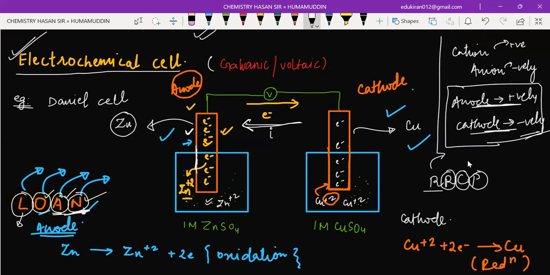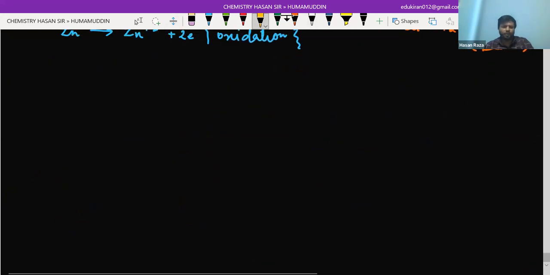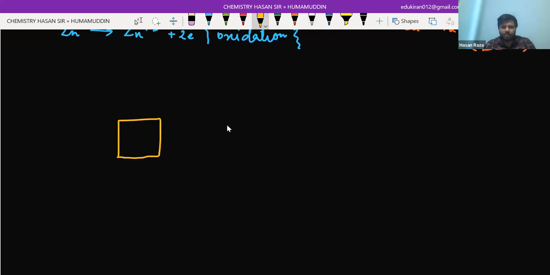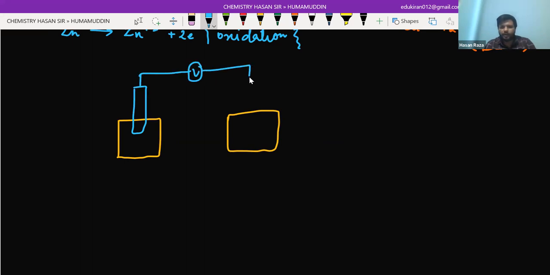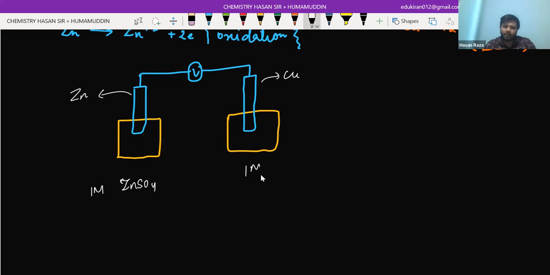Yes, sir. Okay. Now, there is a very simple question I'm going to ask you. See, this was the scenario. There were two containers in which two electrodes were there, connected with a voltmeter like this. One was made up of copper and the other was made up of zinc. Also, there was one molar ZnSO4 on the left hand side and one molar CuSO4.